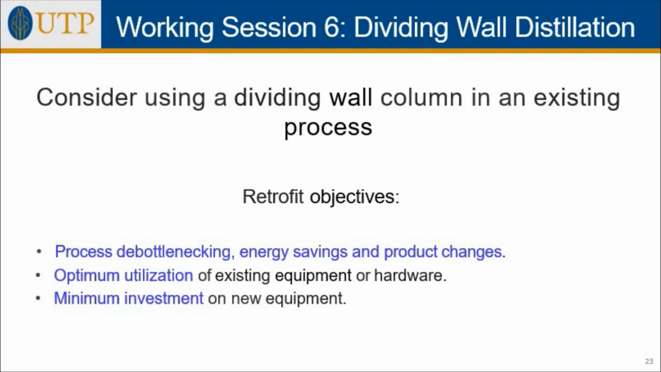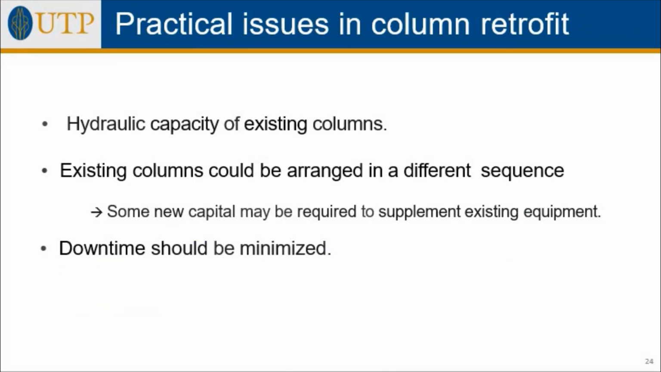Consider using a dividing wall column in an existing process. This is the retrofit process, and the objectives are process debottlenecking, energy saving, and product changes. On the other hand, there is optimum utilization of existing equipment or hardware, in order to have minimum investment on new equipment. And this slide shows the practical issues in column retrofit, including hydraulic capacity of existing columns.